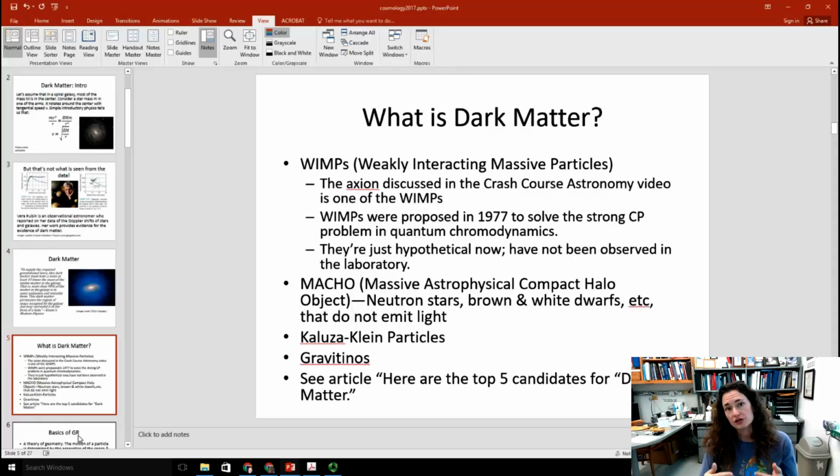But if a particle is very, very weakly interacting, then it might just pass right through matter without interacting with any matter that's in there. And so the odds of us detecting it would be super, super low, okay? Because the cross-section for this particle's interaction with any other particle is low enough that we just wouldn't see it. So that's why they're called weakly interacting massive particles. And there's a number of things within this category of WIMPs. The axion is discussed in Crash Course Astronomy videos that I want you to watch.